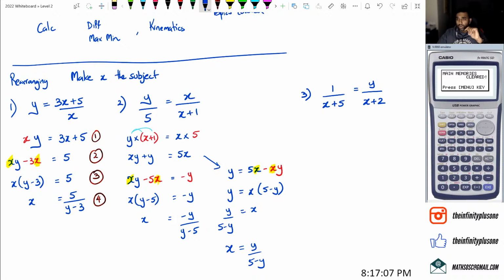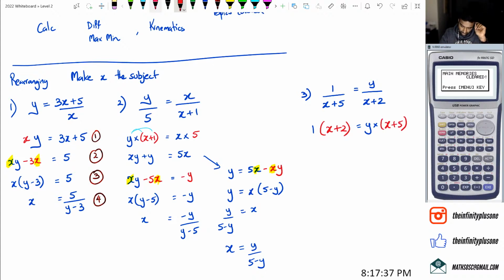Okay, guys, I should have actually put that as a different number, but that's okay. I should have put it as a different letter. That would have helped, but that's all right. We will do question number 3 here. So what we're going to do is, once again, cross multiply. So when we do this cross multiplication, we've got 1 multiplied by x plus 2 equals y multiplied by x plus 5.